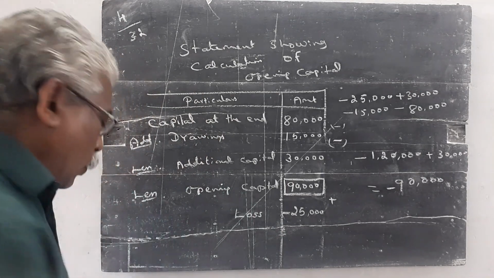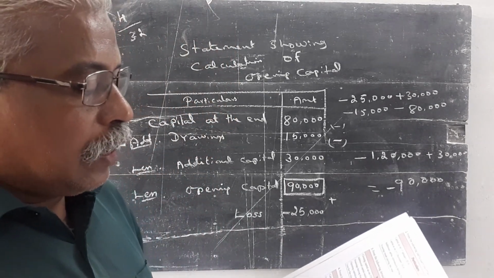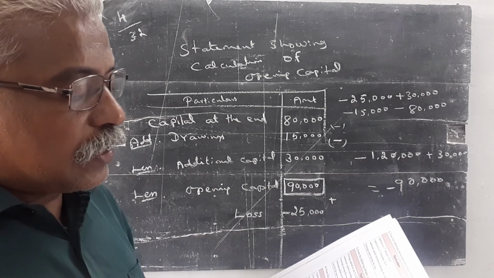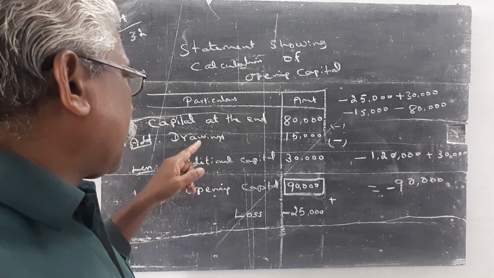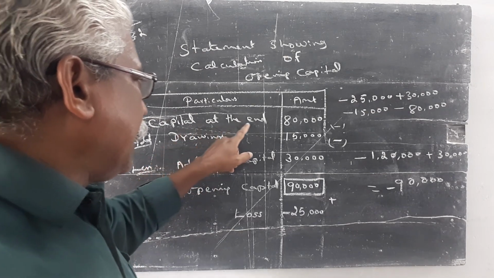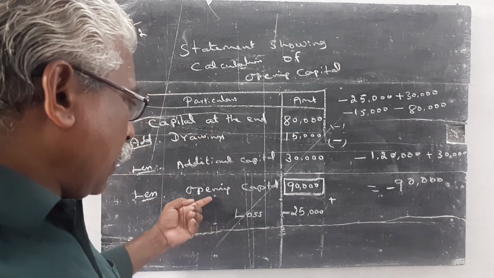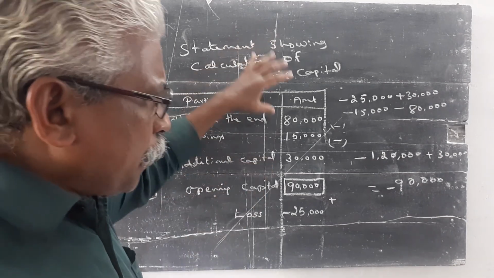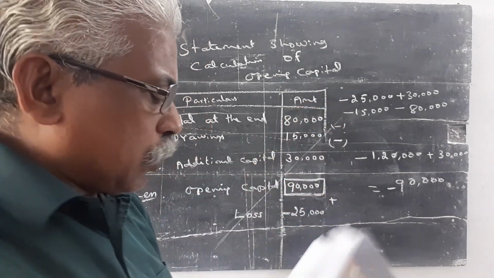Listen here, question number 4. I just read the question. From the following details, calculate the capital as on 31st December 2018. So, calculate capital at the end. In the previous question, we calculated capital at the beginning. The same procedure, same model, but the amount alone may be changed. The same procedure we have to apply.